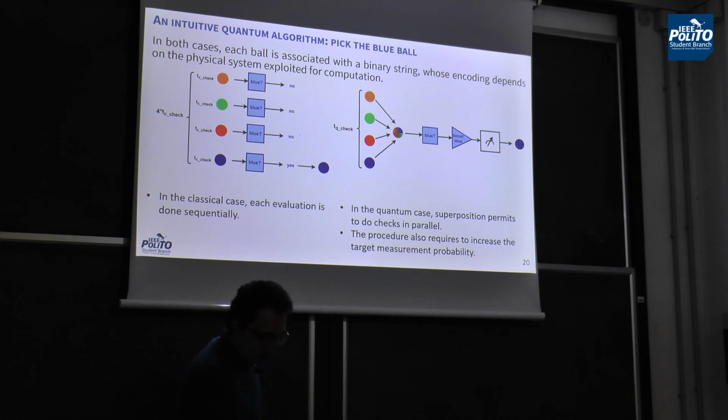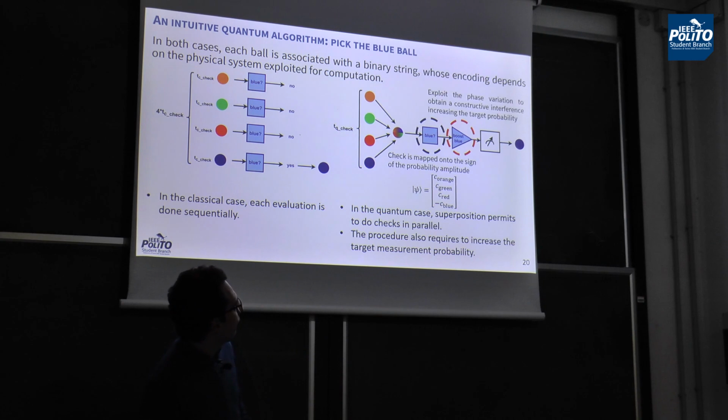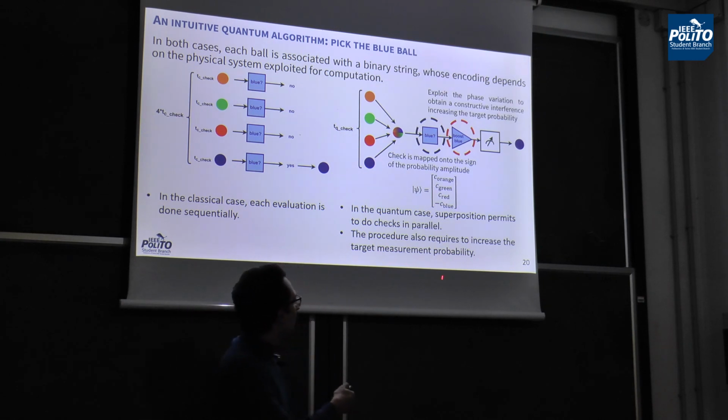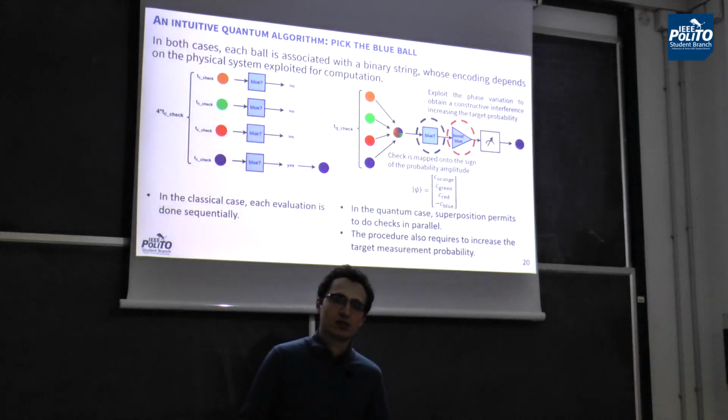Then we can do a parallel check on the superposition states. So we can check: is the current state blue? And we usually map this check into a sign flip of the probability amplitude. Then, thanks to this sign flip, we can amplify the probability of this state to maximize the probability of measuring on the output the desired state.